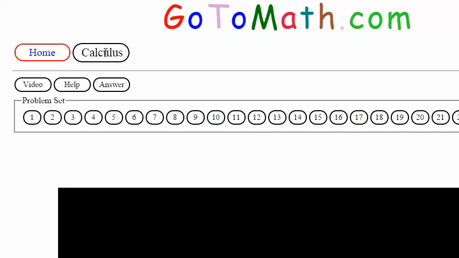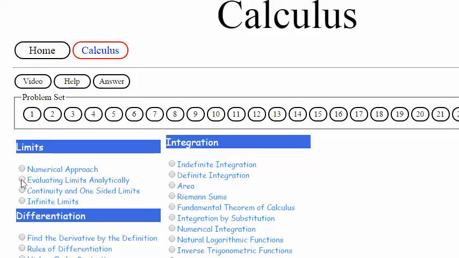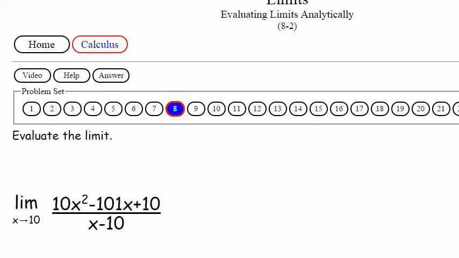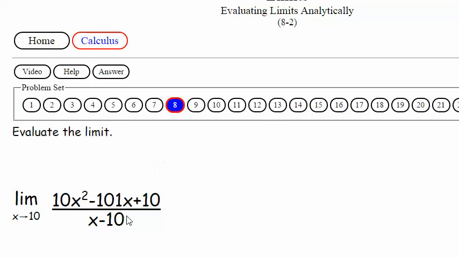Okay, we're working some calculus and we're doing evaluating limits analytically. And we're in this section right here. If I can get 8.2 to come up, there it is. Alright, this is evaluate the limit. We've got the limit as x approaches 10 of 10x squared minus 101x plus 10 over x minus 10.